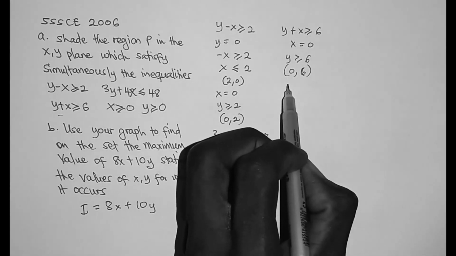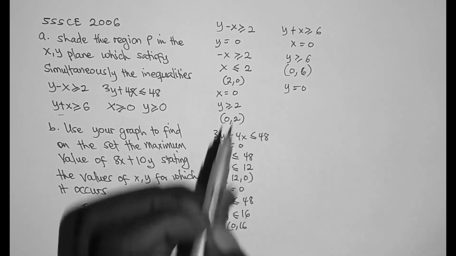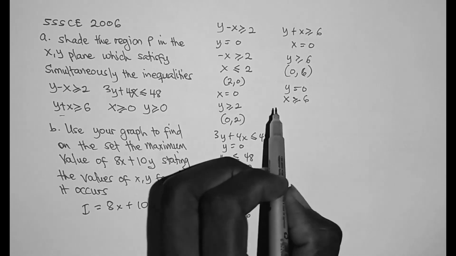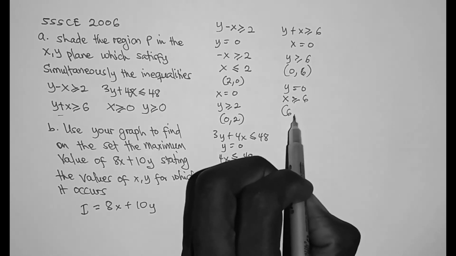Then let's also set y equals 0. We'll get x is greater than or equal to 6. So we also have the coordinate 6, 0.